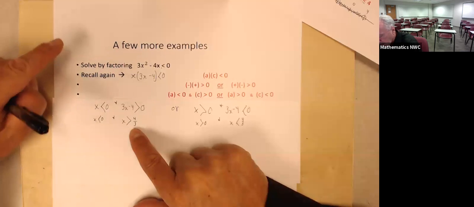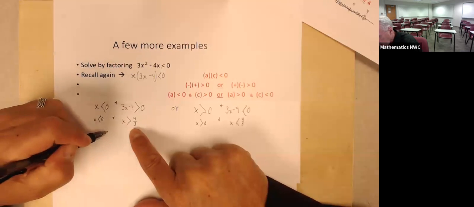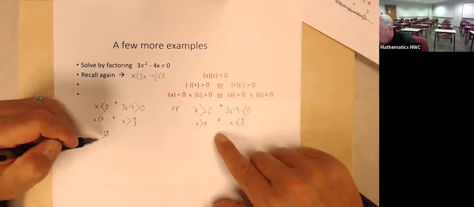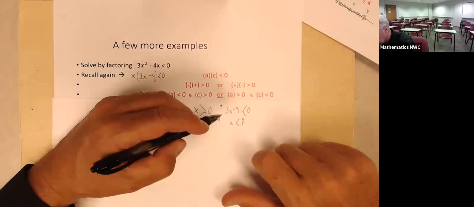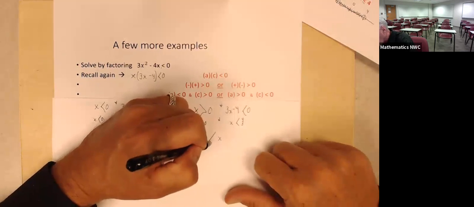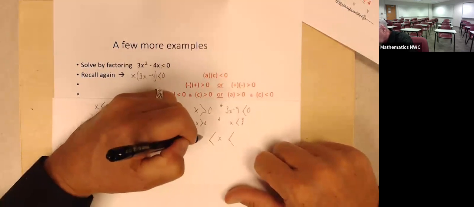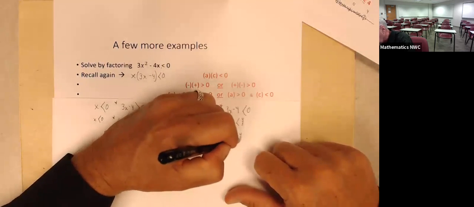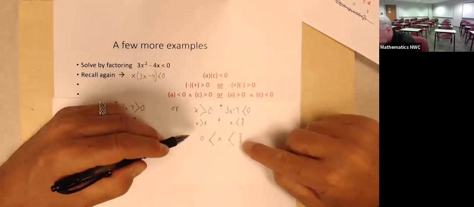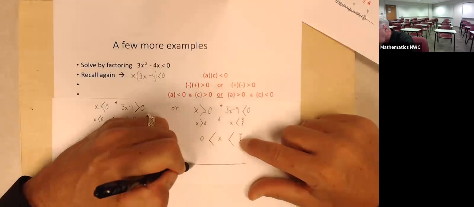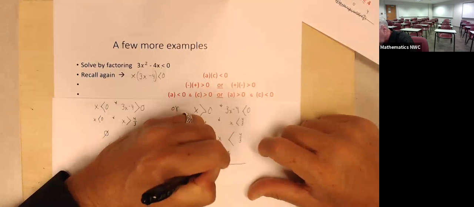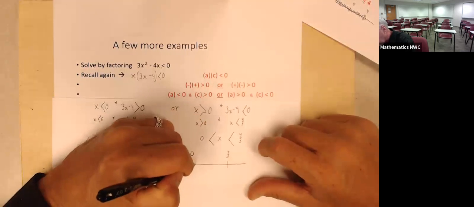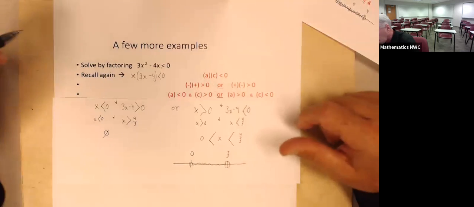Well, you could do the graph here, but this one's not going to have any points in both. Here, there are points that are greater than 0, and at the same time, they're less than 4/3. Those are all the points in between the 0 and the 4/3. That becomes my final answer. So I locate the 0, locate the 4/3, all the points in between look like that.